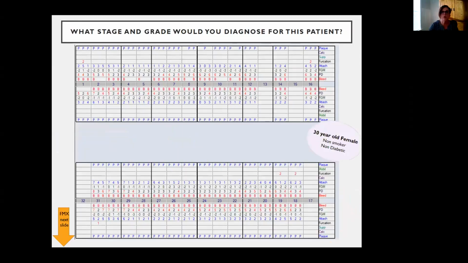All right, so let's look at an example and try to figure out just what stage this one would be in. So look at your chart. I'm going to give you just a minute to look at it. I've put on here that this patient is a 30-year-old female, non-smoker, non-diabetic. So we don't have to worry about that when we get to the grading.